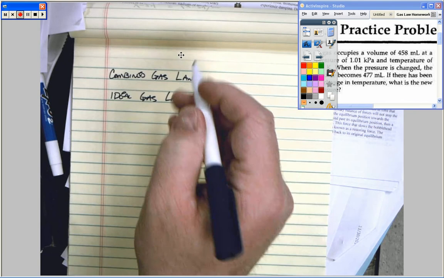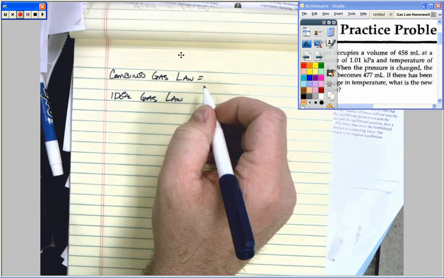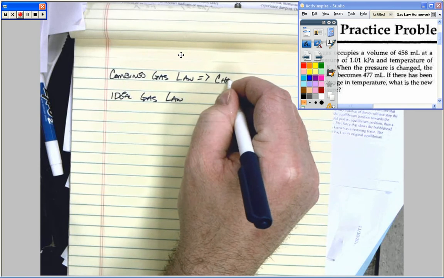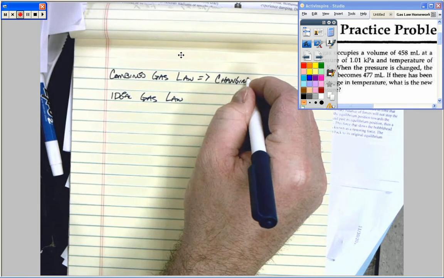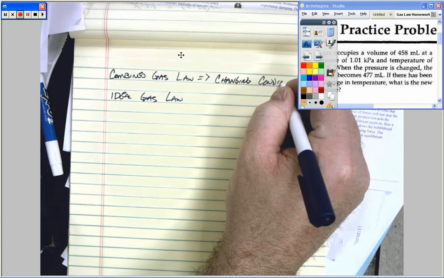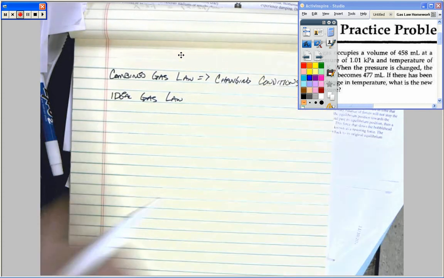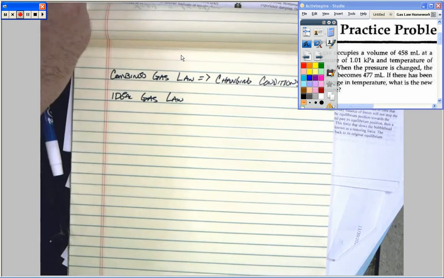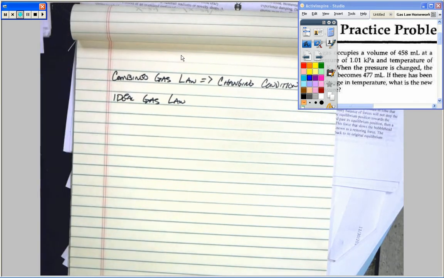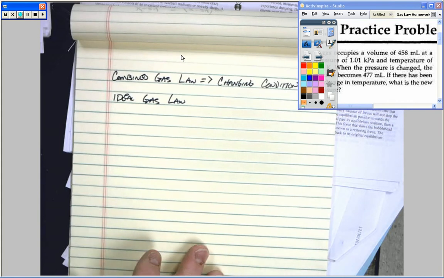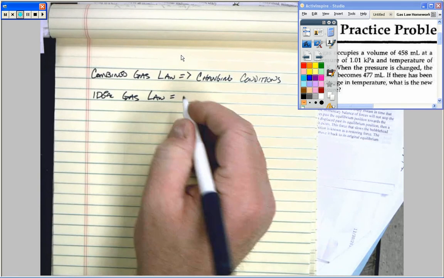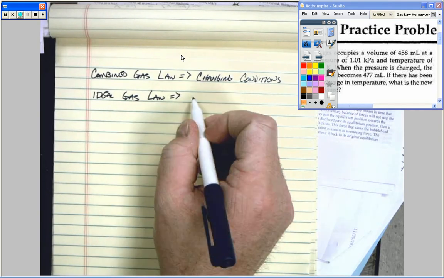Combined gas law deals with changes or changing conditions. Okay. The ideal gas law deals with status.